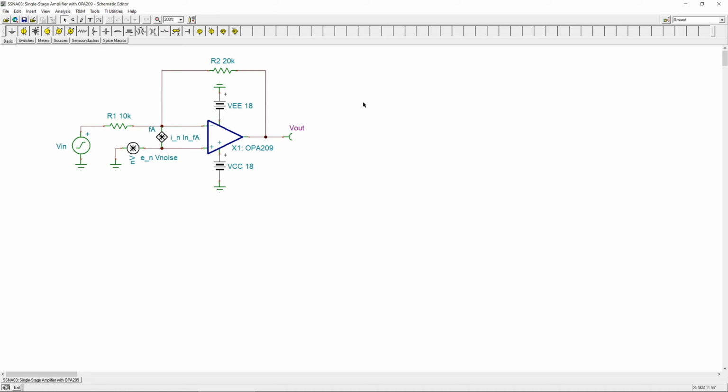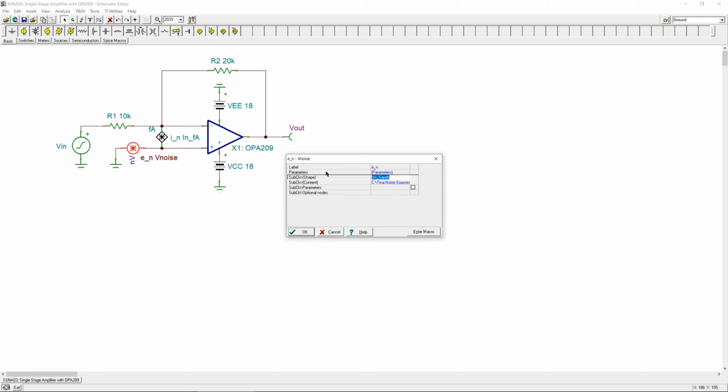So we are at our simulation. This is the simulation circuit. We have the OpAmp OP209, the power supplies and the feedback resistance, and also the input resistance, and we have the noise current source and noise voltage source of the OpAmp model. If I double click on that one, which is actually provided by this simulation software, which is the TI SPICE, the sources here are provided by Texas Instruments.